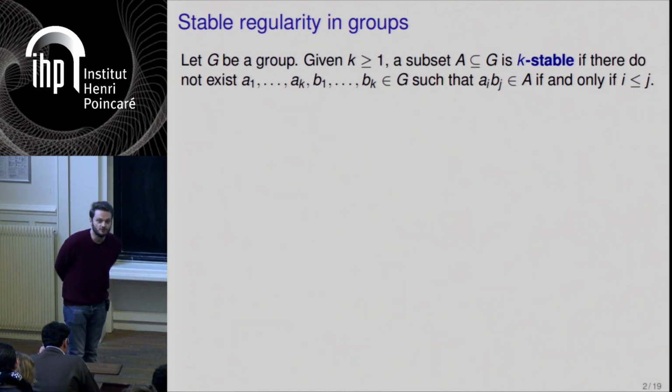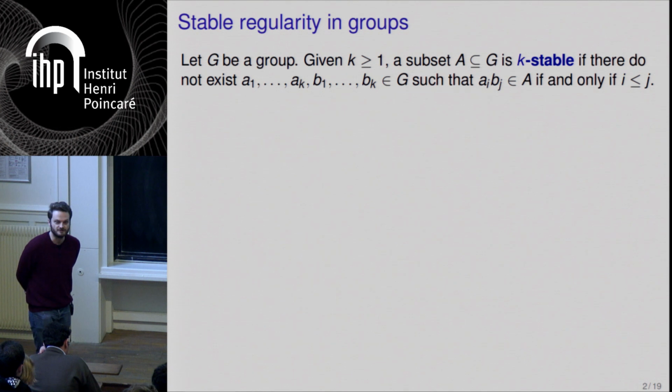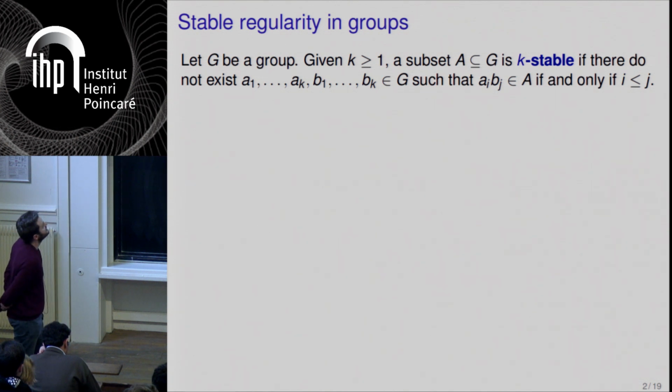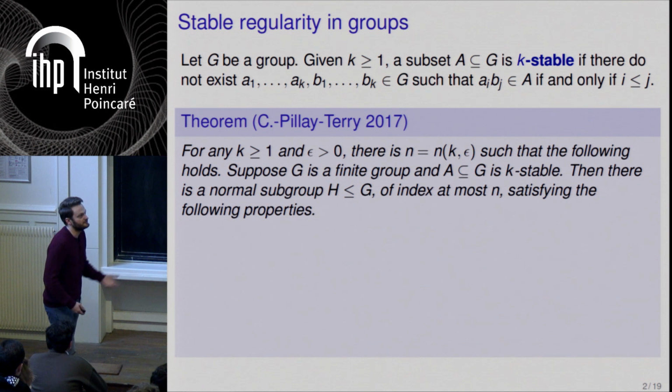OK, good. And so you saw a theorem from the last talk about structure and regularity for stable subsets of finite dimensional vector spaces over prime fields. And this is going to be an analogous result with some tweaks for arbitrary finite groups. And I should say, this is all joint work with Caroline, Terry, and Conant and Pillay.